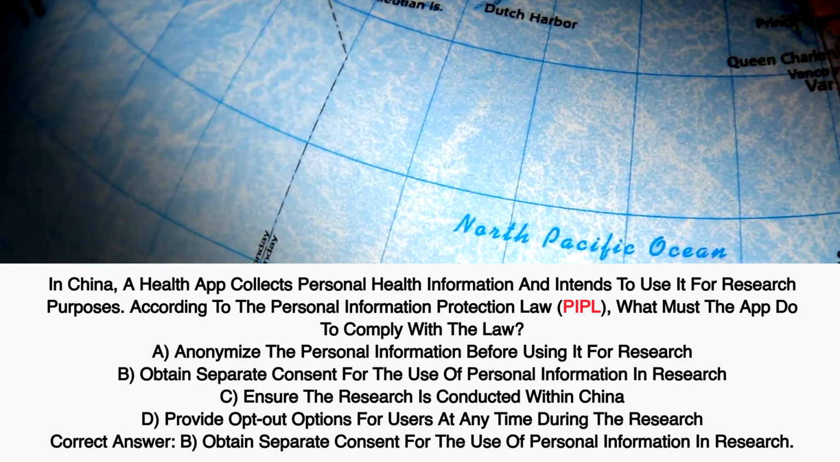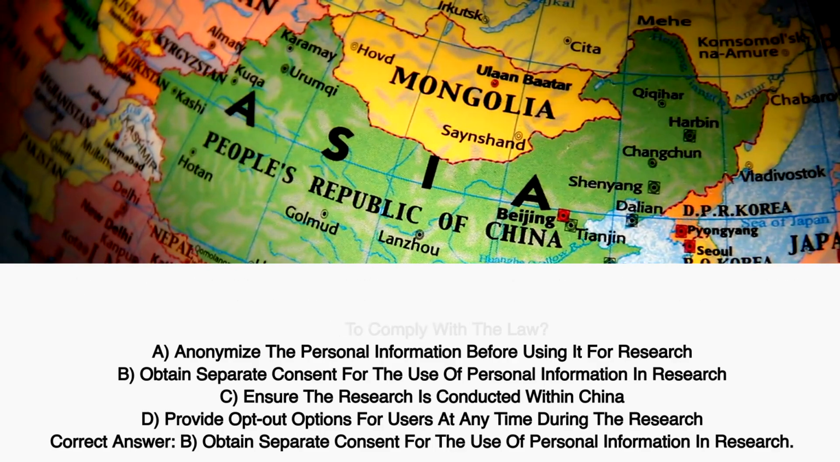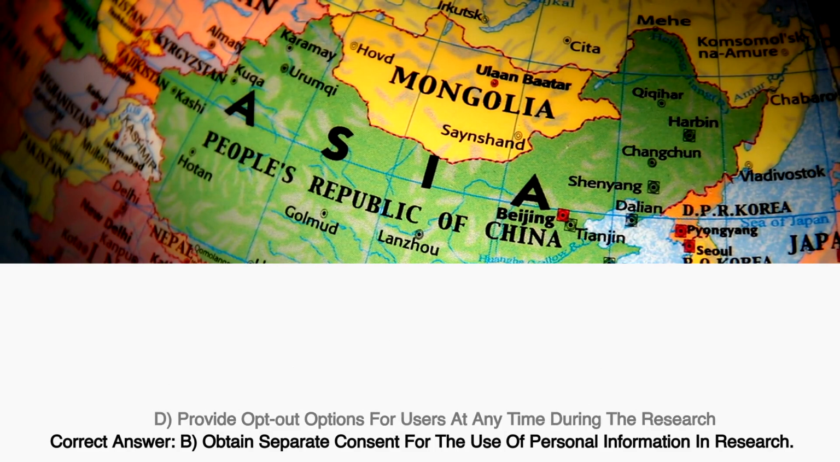C. Ensure the research is conducted within China. D. Provide opt-out options for users at any time during the research. Correct answer: B. Obtain separate consent for the use of personal information in research.